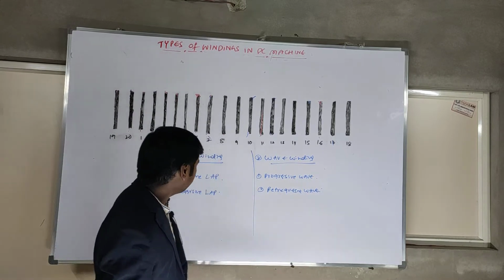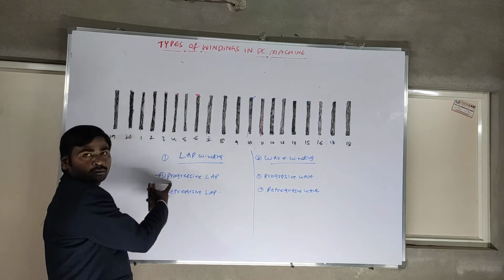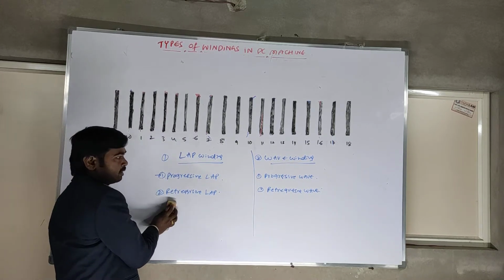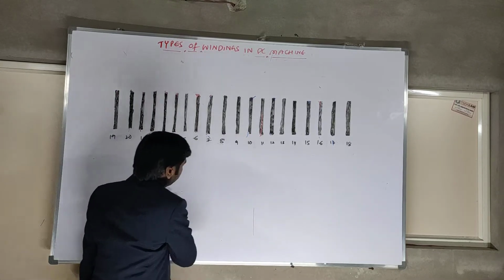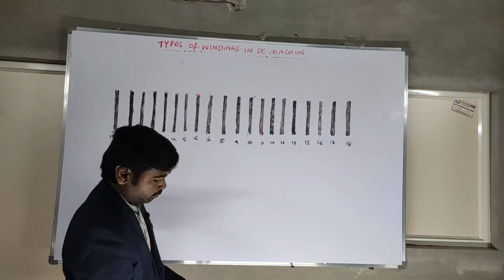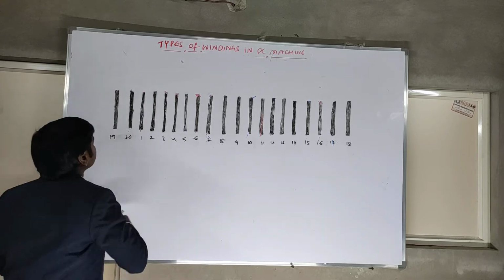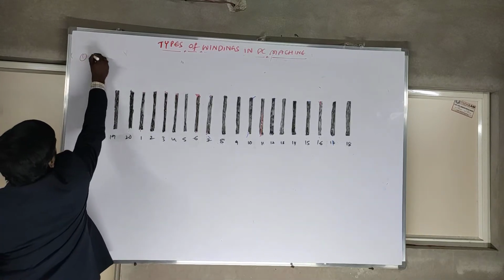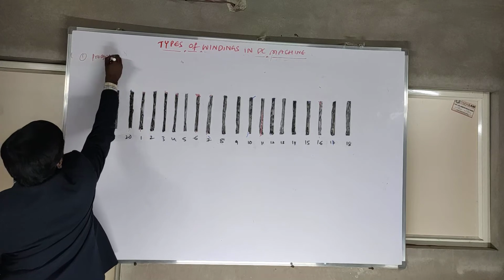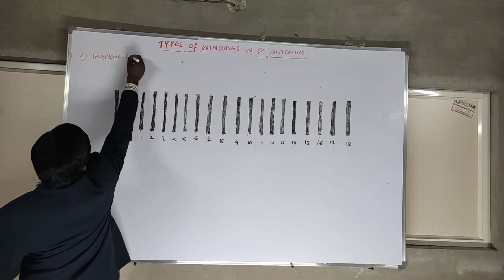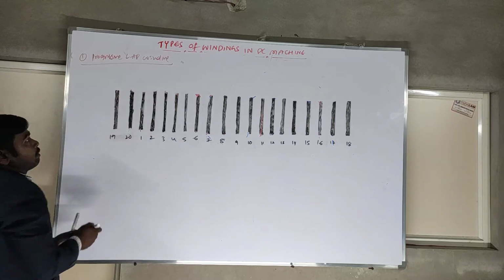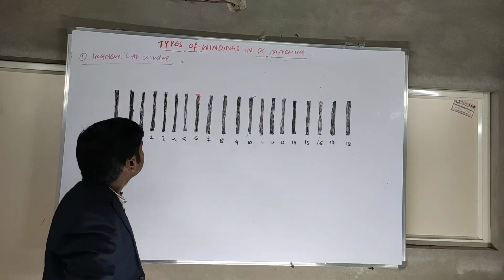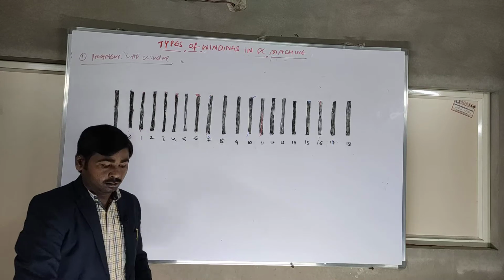Now let us see one by one. We will see progressive lap winding first, and after that we go for retrogressive. Consequently, you can see four types. Please watch very clearly, which are very important in interviews. First one is progressive lap winding. What is the progressive lap winding here?